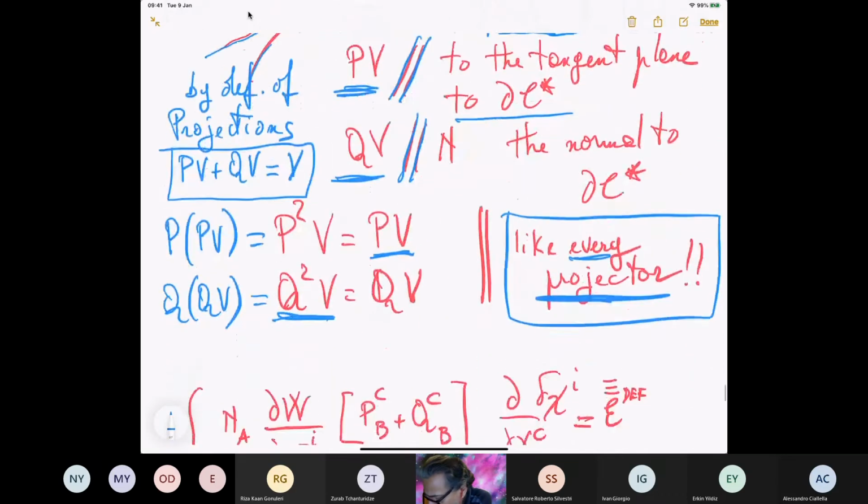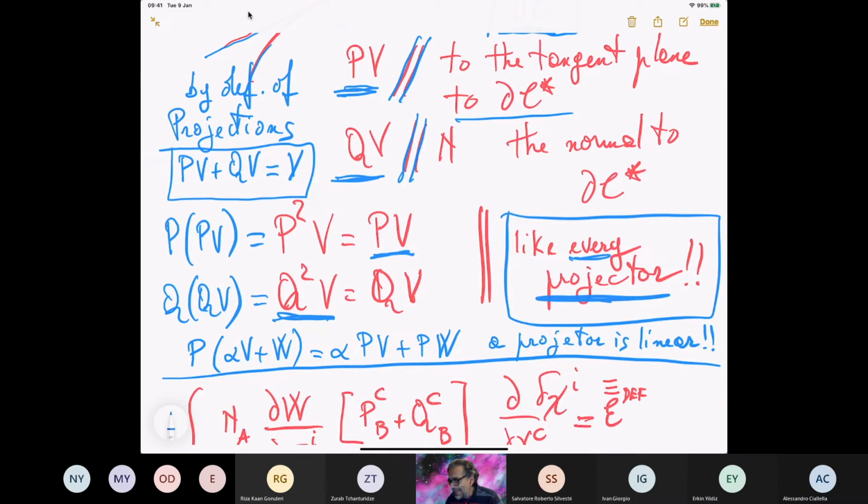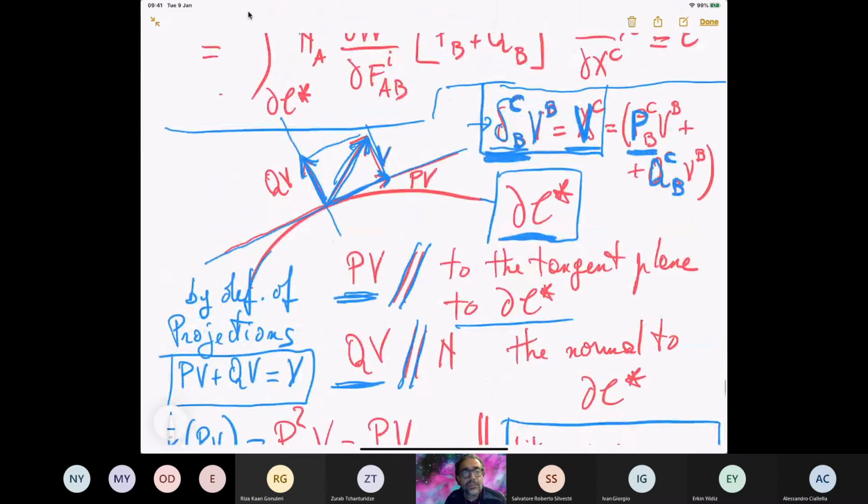Now, maybe it is good to say that P(αV + W) is equal to αPV + PW. A projector is linear. So you can represent P with a matrix in our Cartesian coordinate system, and P_CB and Q_CB are the matrices representing these projections.